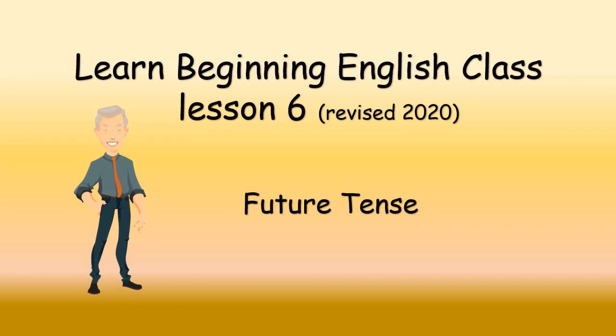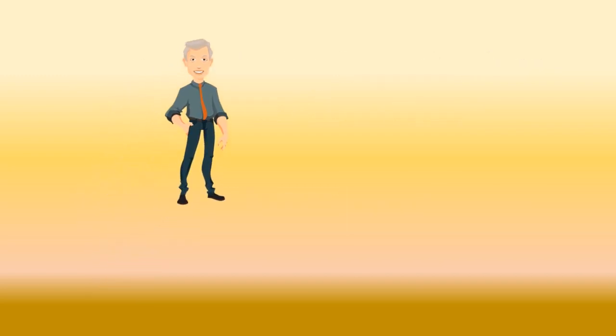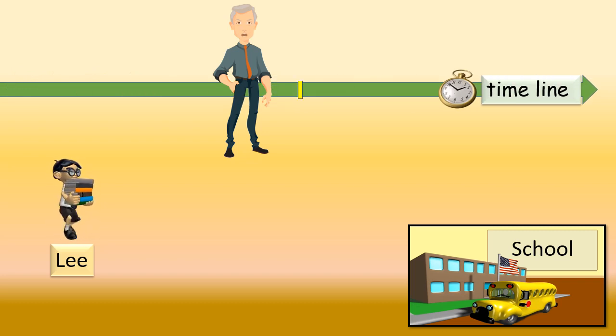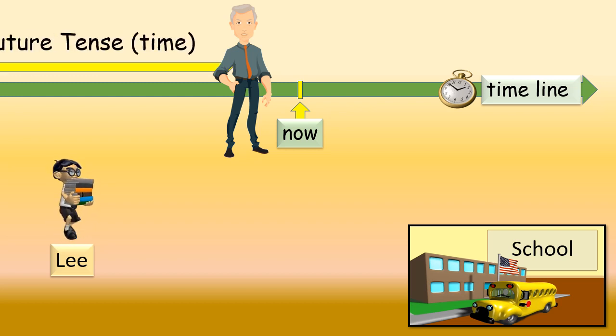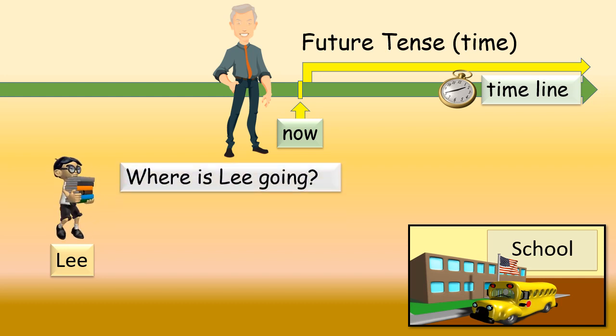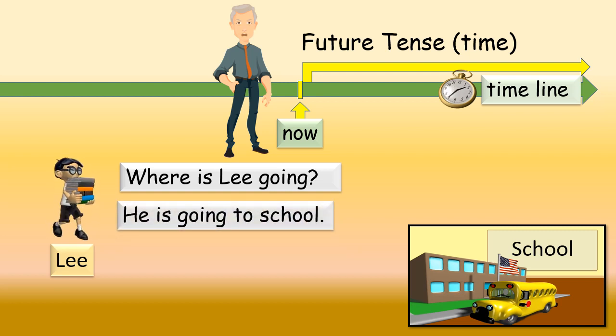This is my revised Lesson 6 with future tense practice. The timeline. The arrow points to now. Future tense or time. Where is Lee going? He is going to school now.